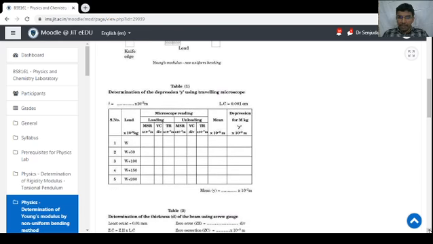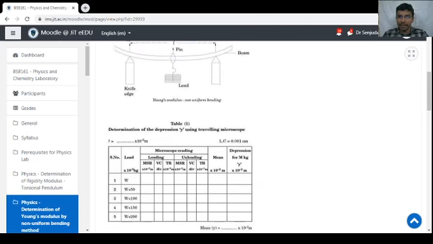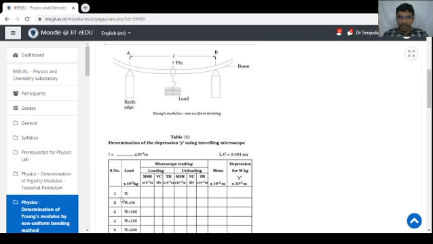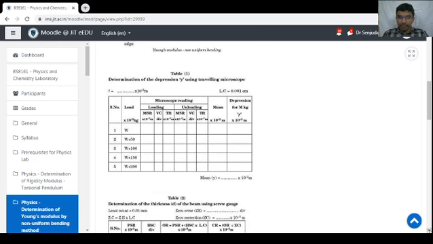Look at the tabulation. We are measuring the distance between the two knife edges, L, and the least count of the traveling microscope is 0.001 centimeter. The load value starts from W, indicating the weight hanger. You are connecting the weight hanger in this apparatus. This is your W, and you are adding the load 50 by 50. So you are simply adding 50 grams one by one.